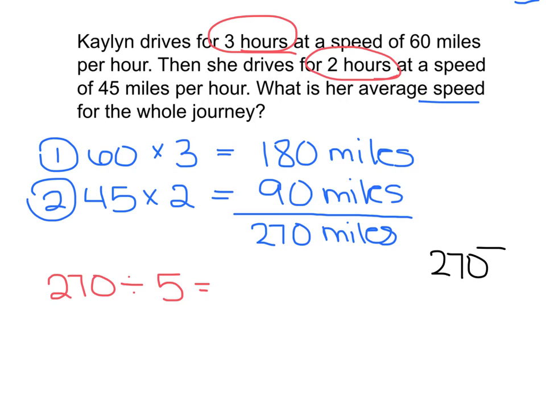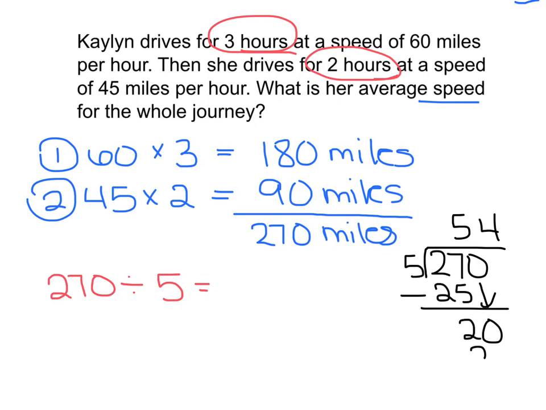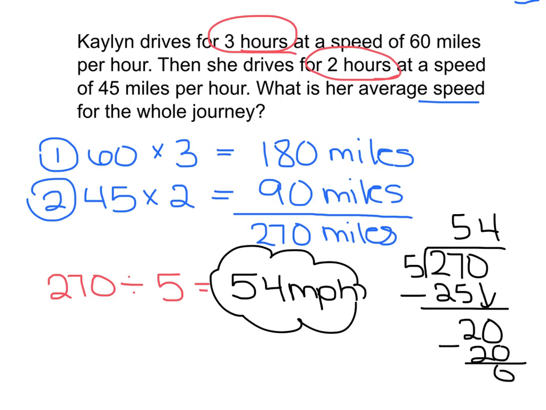270 divided by 5. 5 goes into 27 5 times. 2 left over. Bring down the 0. 5 goes into 20 4 times. So her average speed for the whole journey is 54 miles per hour.